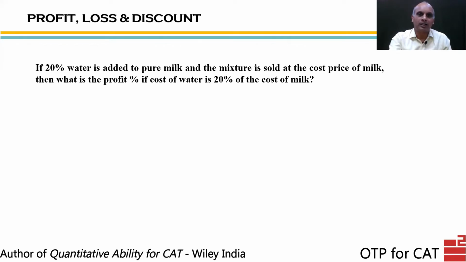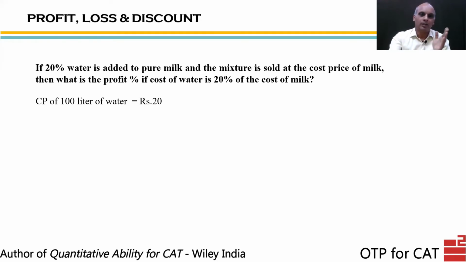So let us see. Our assumptions are same. The CP of 100 liters of water will be how much? If the CP of 100 liters of milk was 100 rupees, the CP of 100 liters of water will be 20% of that of milk. So it will be 20% of 100 rupees. And that's why it's written here that the cost price of 100 liters of water is 20 rupees. But are we adding 100 liters of water to the mixture? No, we have added only 20 liters of water to pure milk.